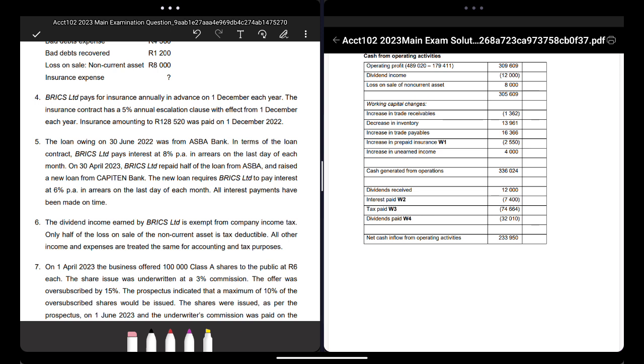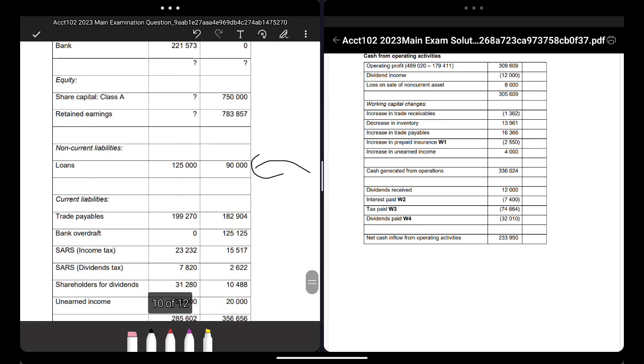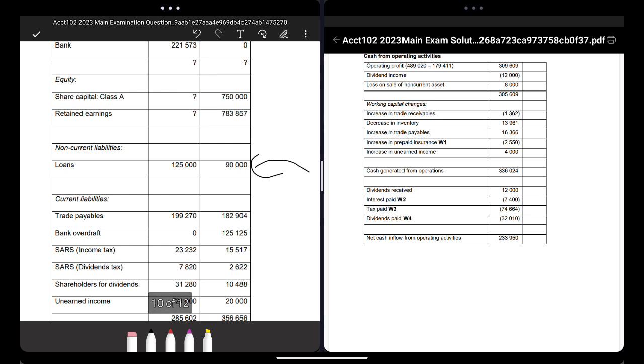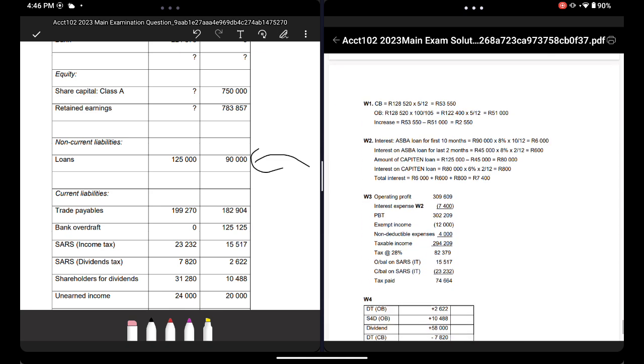So at the end of each month you pay the interest. You paid half of the loan, and then raised a new loan. If you really think about what happened, if you read this, the loan figure was 90,000, so basically that was just sitting in your loan account. Then you paid half of the 90,000, so your loan decreased. Then you have another loan. If you look at the workings, you'll understand better.